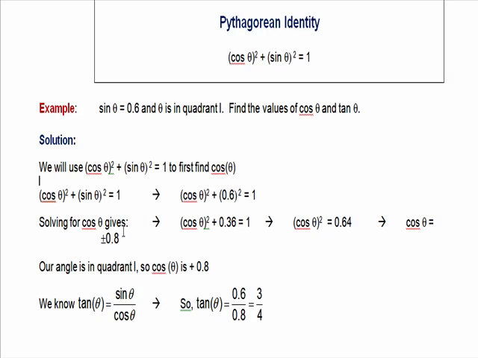Now we know tangent is sine over cosine, so we can get that. I know the sine value, I know the cosine value. The sine value is 0.6, the cosine value is 0.8, so the tangent of theta is 0.6 divided by 0.8. And if I divide that out, it comes out to be 0.75 or 3/4. So it's kind of neat how I can use that Pythagorean identity to do a problem like that, isn't it?